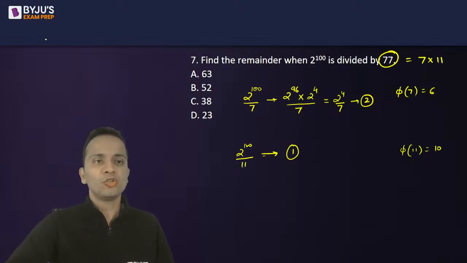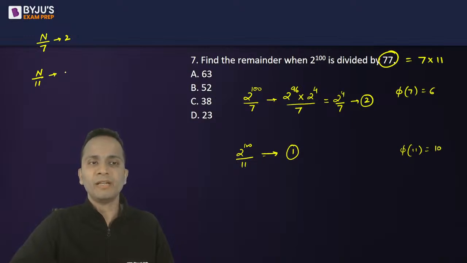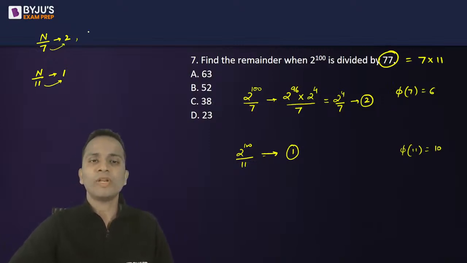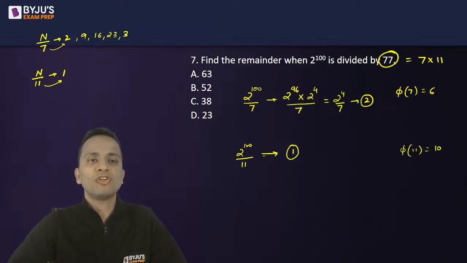Simple. So a number when divided by 7, the remainder is 2. The same number when divided by 11, the remainder is 1. So I'll repeat the same process. I'll keep on adding 7 here and 11 here, and we'll check whenever I get a common remainder. So 2 plus 7 is 9, then 16, then 23, then 30.